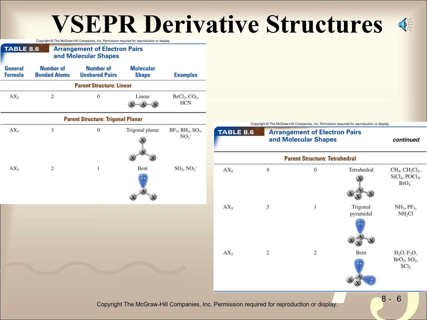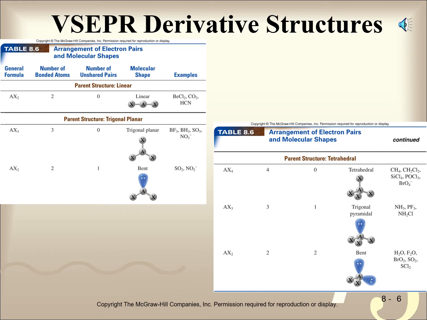When we talk about molecular shape, we're only talking about the shape made by your bonded electron pairs. However, those bonded electron pairs still feel the repulsion of the unbonded pair. Therefore, rather than being linear, they're bent because they have to move away from that unbonded pair, right? This pattern becomes even more clear.